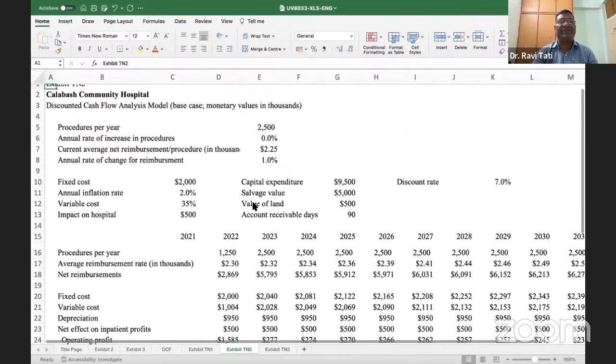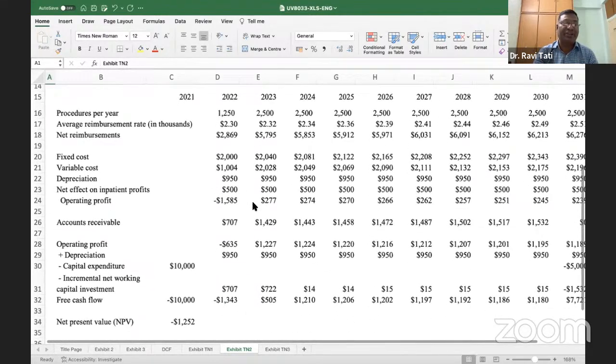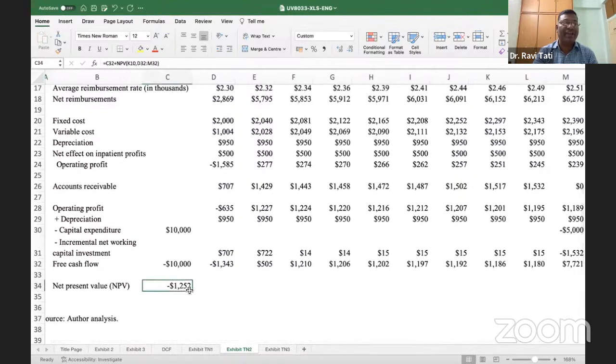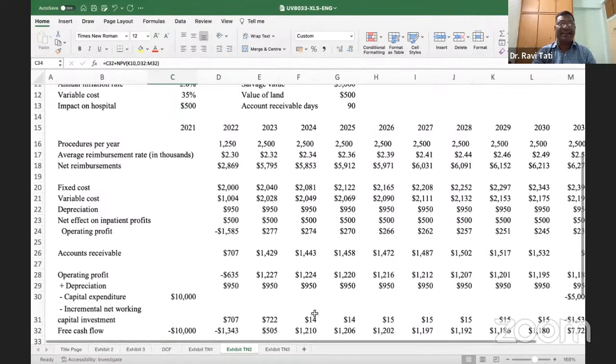These are the figures that we have drawn from the case. It was a story. From the story, we collected the figures, and we dropped those figures here in the Excel sheet, and the Excel sheet gave us the net present value, of $1,252. This is the net present value. It is negative. Do you understand? It is negative.